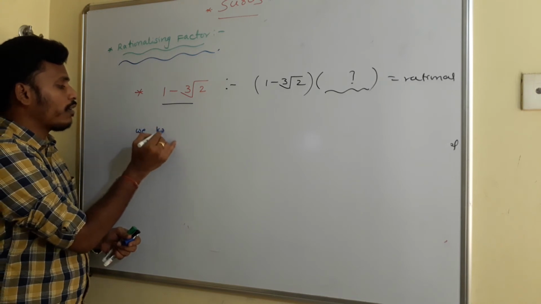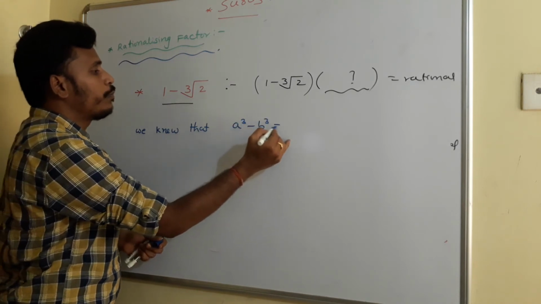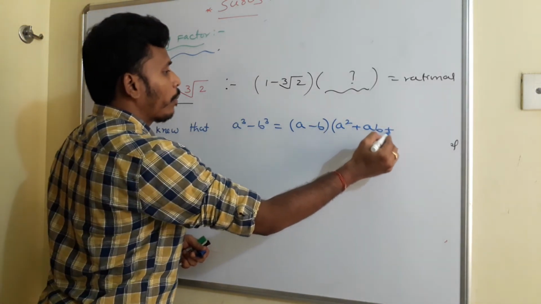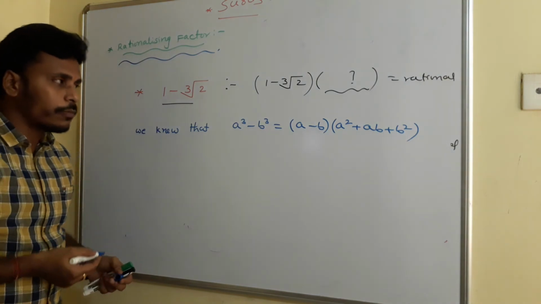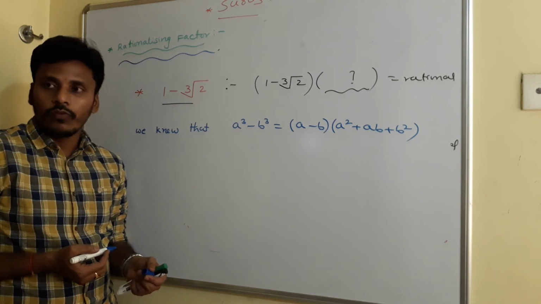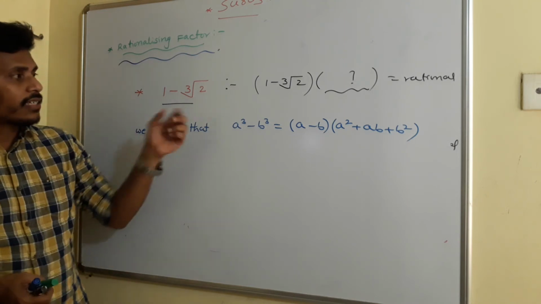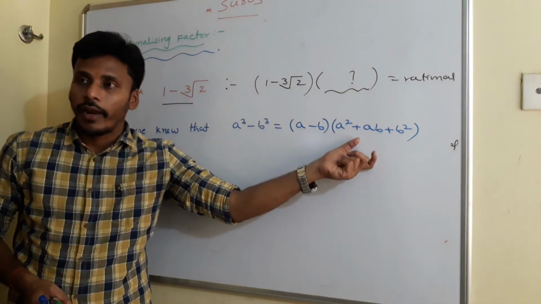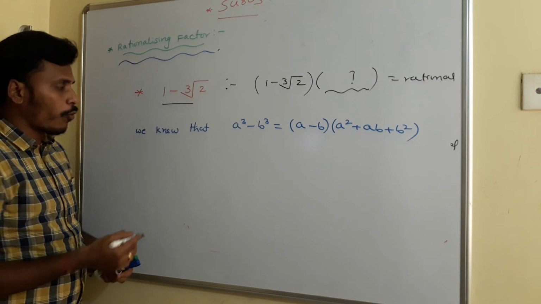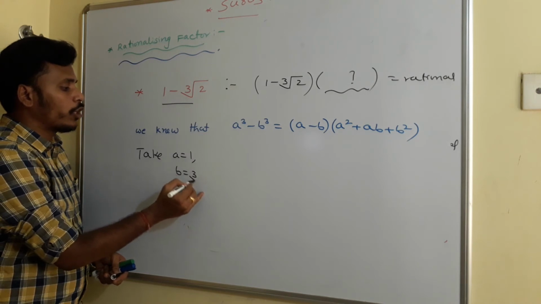So I am starting with the known formula that we know, a cube minus b cube is equals to a minus b into a square plus ab plus b square. Is it right? a cube minus b cube is equals to a minus b into a square plus ab plus b square. You just utilize this formula. See, in this formula, you need to find 1 minus cube root 2 into something to make it a rational number. You just replace a with 1 and b with cube root 2. This is the usual process, right? You need to take a as 1, b as cube root 2.